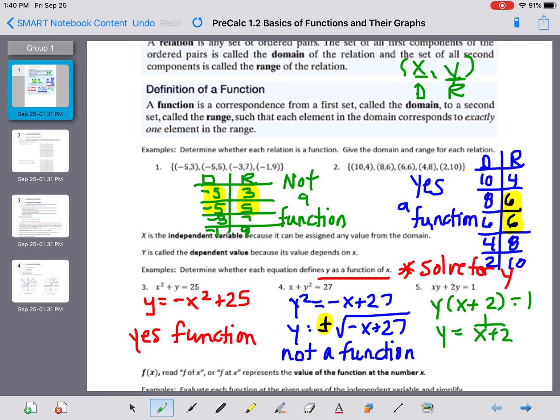Now the question is if I plug in an x value, will I get more than one y value? That's the question we're answering when we're checking for a function. So if I plug in 3, I get 1 over 5. I don't get any other options. I get 1 over 5. So it doesn't matter what x value I choose, unless it's -2, because that's a no-no. But every other thing, I will get 1 and only one value. So because of that, this is yes, a function.